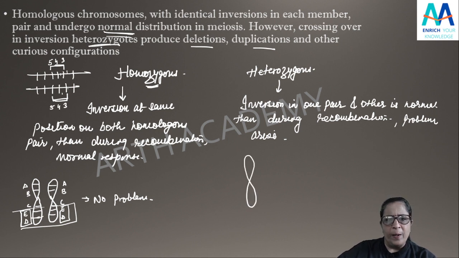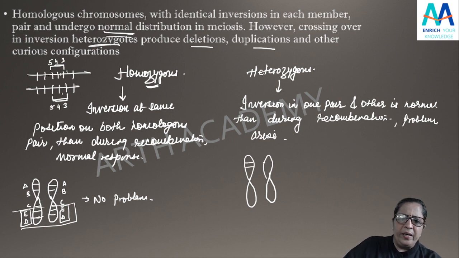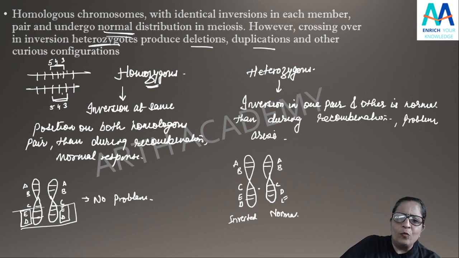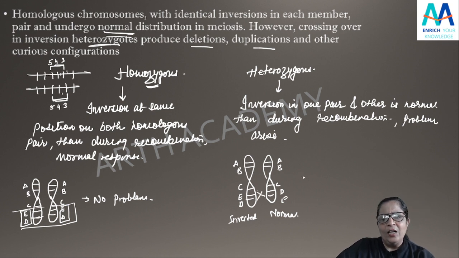For example, again you can see here, suppose the same thing A B C D E. Here A B is as it is, and the inversion is here in E and D. This is inverted, but here this is normal. So here this is inverted and this is normal. So what happens during crossing over? There will be some problem. So it will cause unequal crossing over.